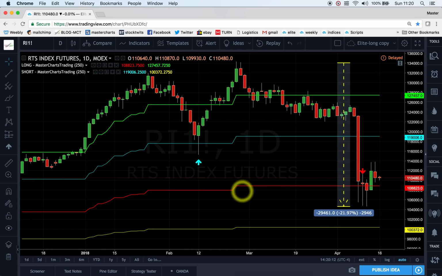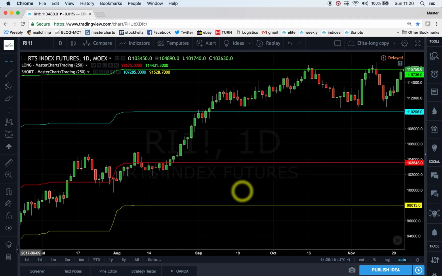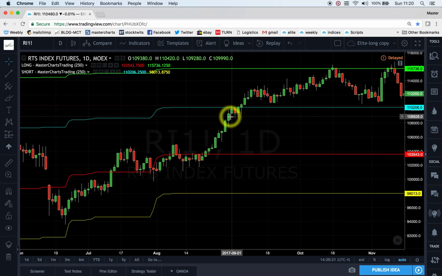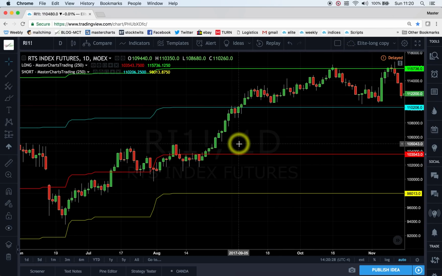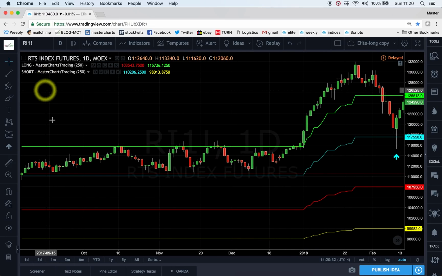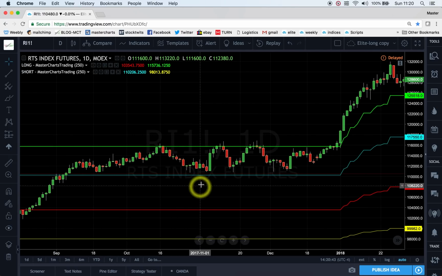So here, up until very recently, this was still a bullish chart, and again, I would have been going long, buying it. So, for example, here in September 2017, you can see a breakout, and then it continued higher. By the way, the lines on this chart, the green, blue, red, and yellow lines, you can get if you head over to MasterChartsTrading.com and sign up. I'll share these indicators with you.